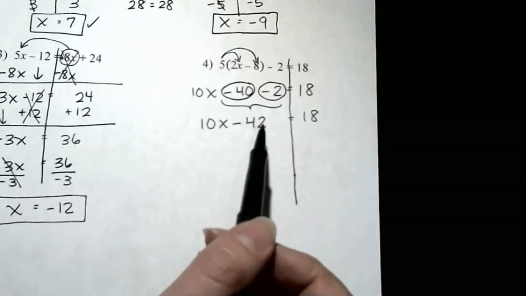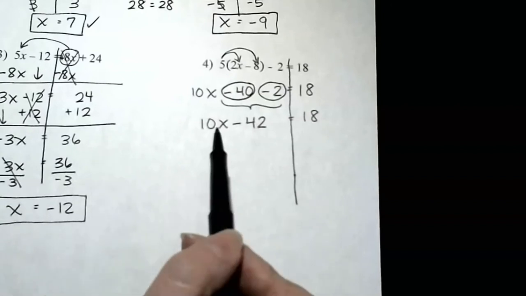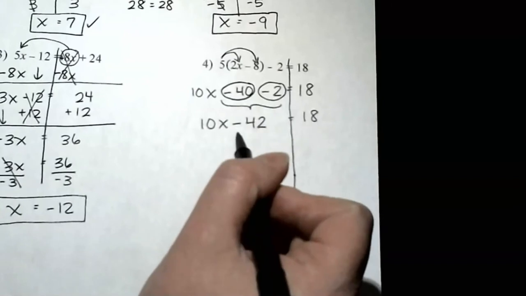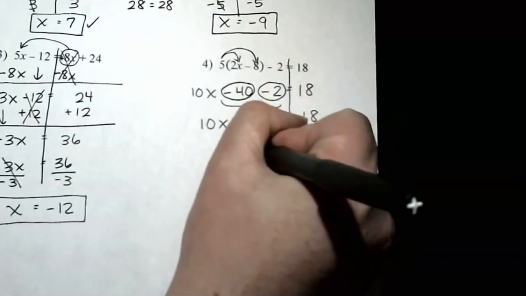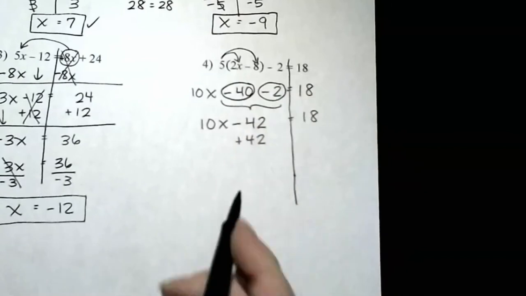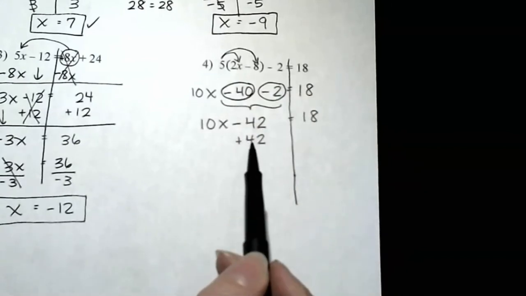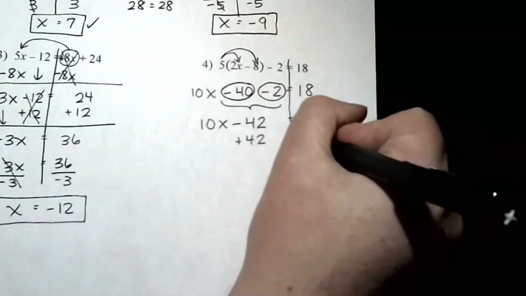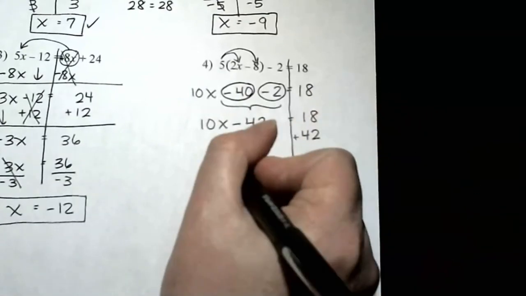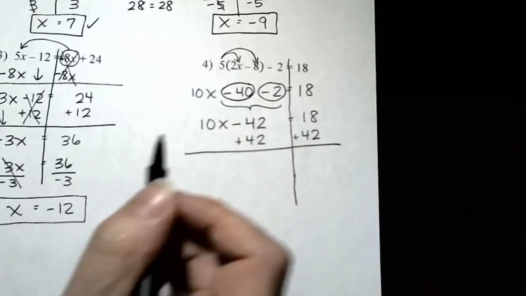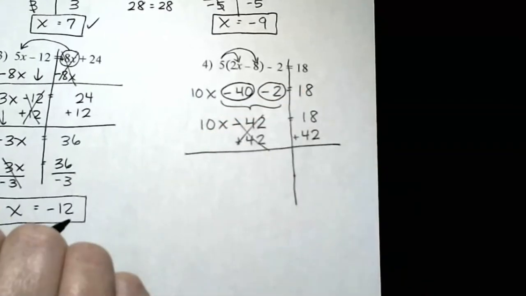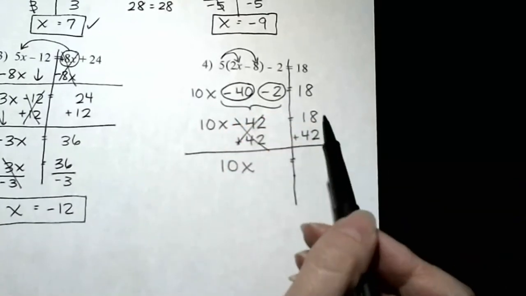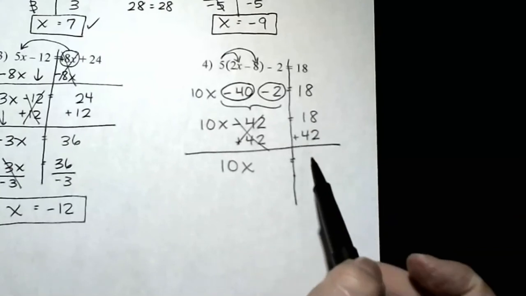So now I'm going to look and see what I have. I have variables on the left. I need to move the numbers to the right then. So this 42's got to move. I'm going to add it because I want those two to be opposite. And then whatever I do to the left, I'm going to do the same thing to the right. And regroup. These are going to cancel. 10x is left. And 18 plus 42 is 60.